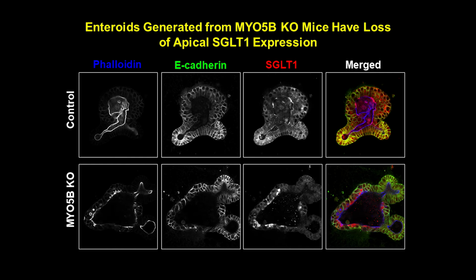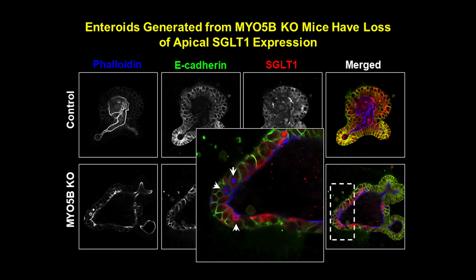Here's SGLT1, which is the glucose transporter that's required for water absorption. You can see it lines the apical membrane in the control organoids, but in the myo5B knockout mice, it's either internal or it's really lost from a lot of the organoids.